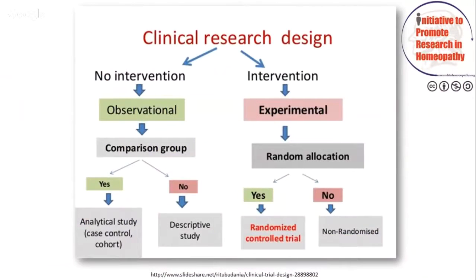This is a pictorial depiction that it may be observational or experimental. In observational, we may have a comparison group or no comparison group, that is a descriptive study. Or if we have one comparison group, that is a case control or cohort study. While in experimental design, we can randomly allocate. If yes, this is the randomized controlled trial, and it can also be a non-randomized controlled trial.